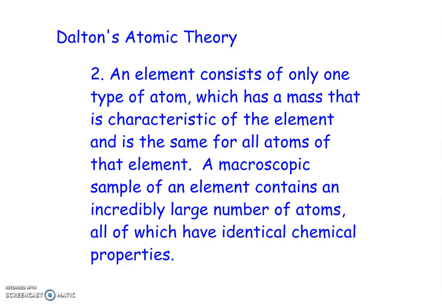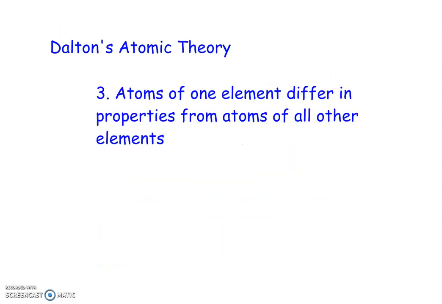The second, an element consists of only one type of atom, which has a mass that is characteristic of the element and is the same for all atoms of the element. A macroscopic sample of an element contains an incredibly large number of atoms, all of which have identical chemical properties. Atoms of one element differ in properties from atoms of all other elements.